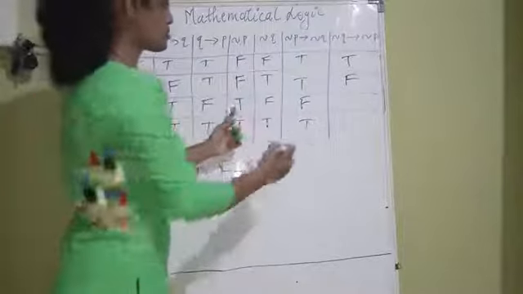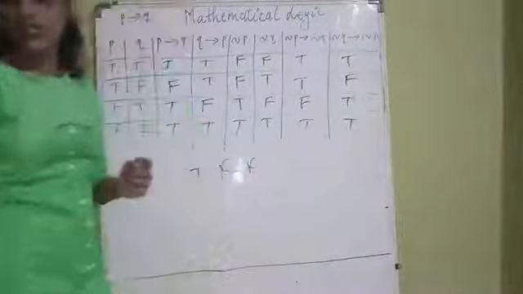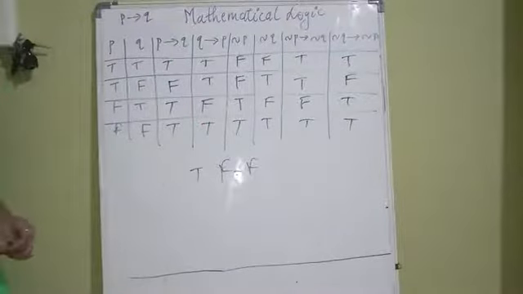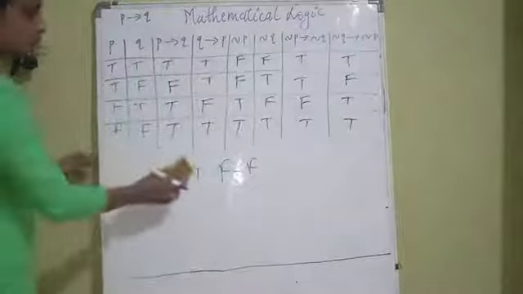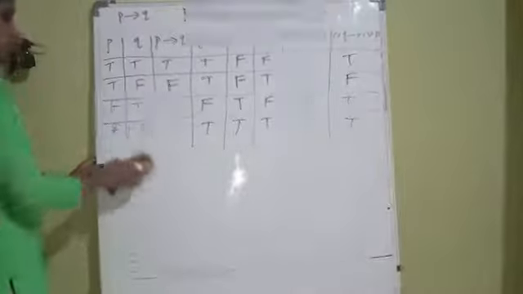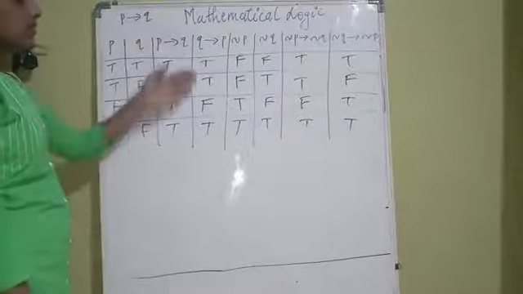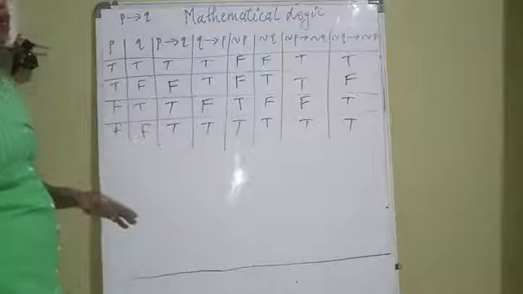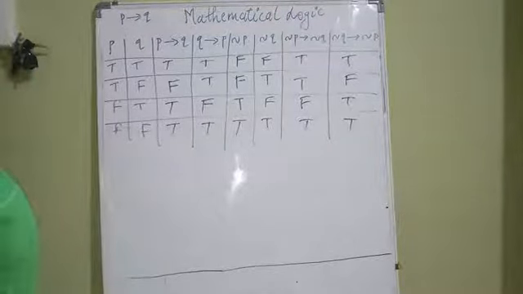Next, false, true, true, true, true, true. Correct? True, true, true. So this is the truth table of converse, inverse and contrapositive. So it is very important. They will ask to state the converse, inverse and contrapositive and write down the truth table of the converse, inverse and contrapositive. Okay. So this is very important for 5 marks.